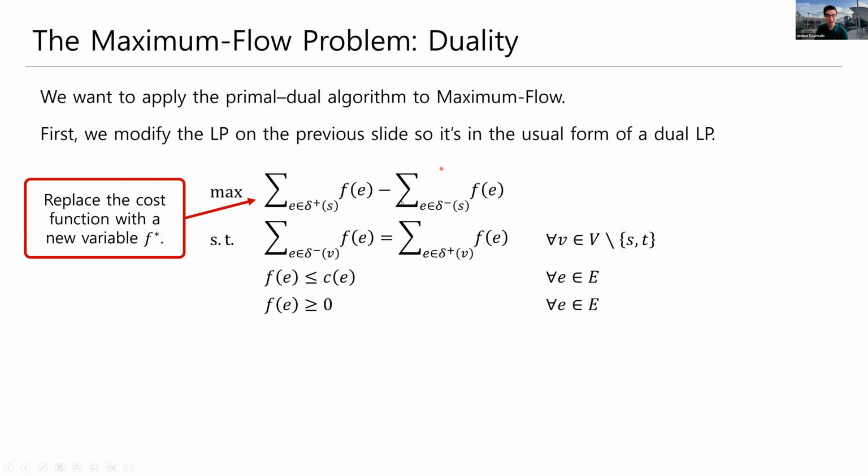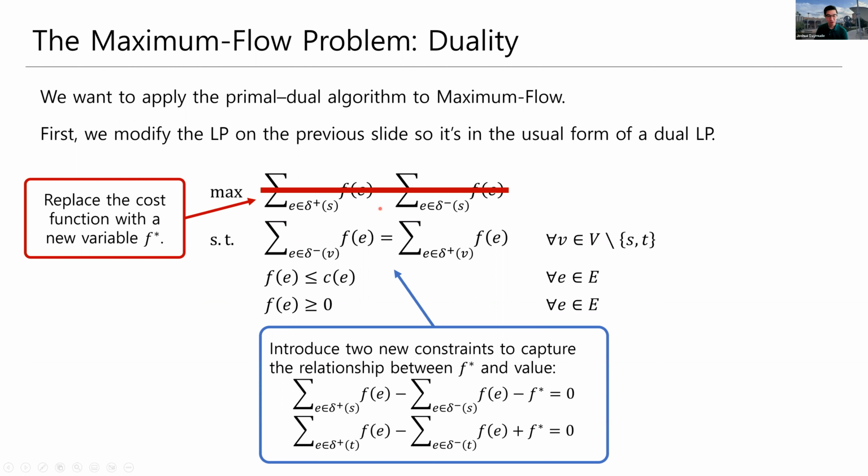But since we're getting rid of this nice formally defined objective function, we need two new constraints to relate this value variable, f star, to the net flow making it out of S, or the net flow making it into T. We actually need to give this variable meaning. So how we do that is we add two new constraints. The first one has this term here, which you'll recognize as the net flow making it out of S. We want that to be equal to f star. Why? Because f star is representing the value, and this is one way of thinking about the value, is the net flow making it out of S. So we want the difference between the net value making it out of S and the value variable to be 0.